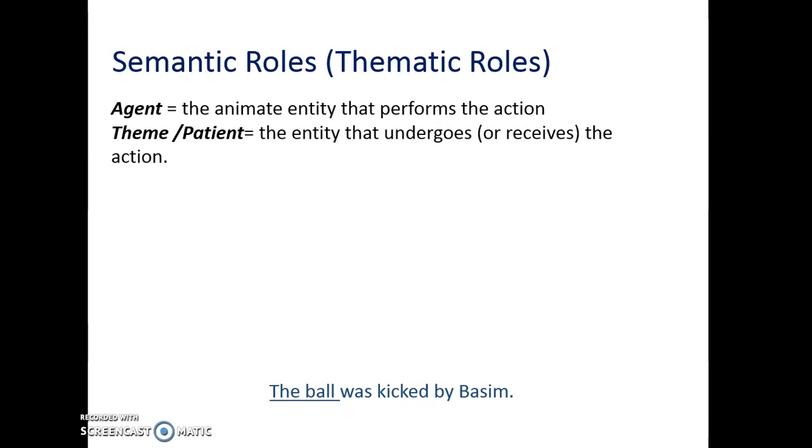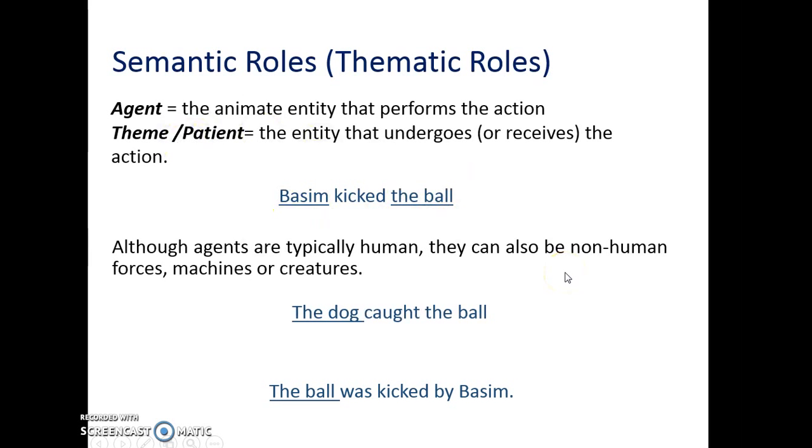Agent is the animate entity that performs the action. Theme or patient is the entity that undergoes or receives the action. Like in this example, Basim kicked the ball. Basim is the agent, the ball is the theme or the patient. Although agents are typically human, they can also be non-human. They can be machines, they can be creatures, like the dog caught the ball.